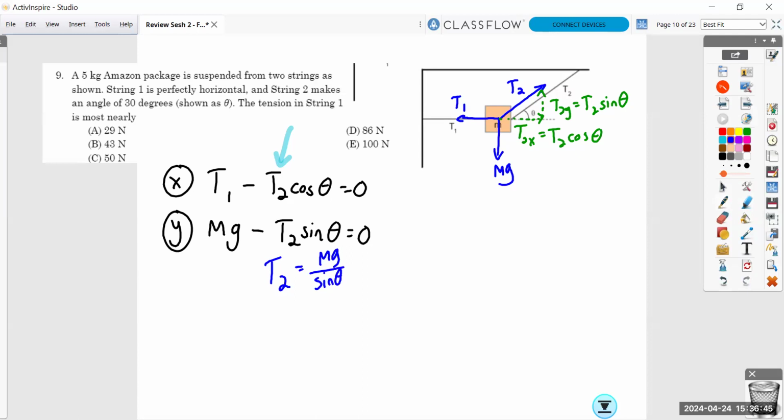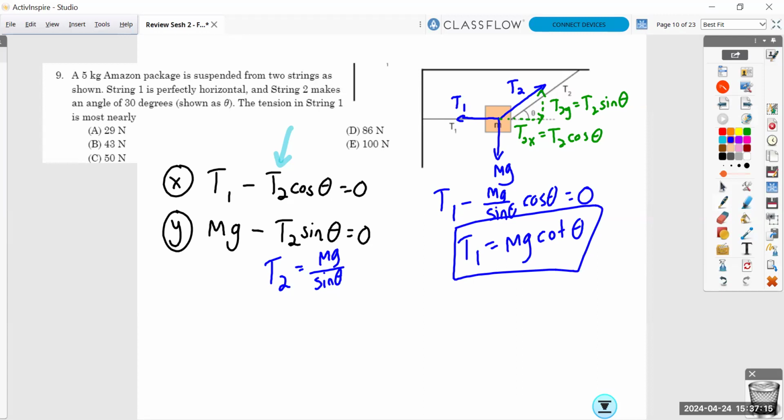Can't you just plug in the numbers for mg? Oh, I could. I like this better, because then if I plug that in for T2, what happens? I end up with T1 minus mg over sine theta times cosine theta equals 0. So that means that T1 is going to be mg cotangent theta. I always mix those up.